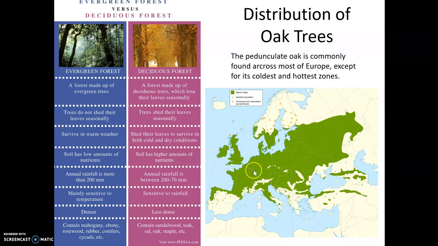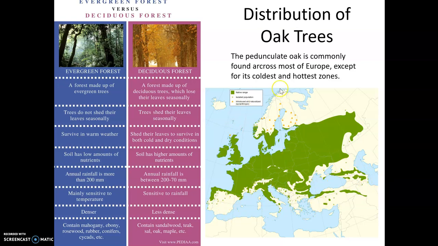So oak trees are found in most of Europe except up here where it's too cold and down here where it's too warm. And that's because oak trees are deciduous trees, so they shed their leaves when it's either too cold or too dry. So down here it would be too warm and too dry, too much water would evaporate from the leaves. So they would eventually shed their leaves to avoid too much water evaporating from the plant.